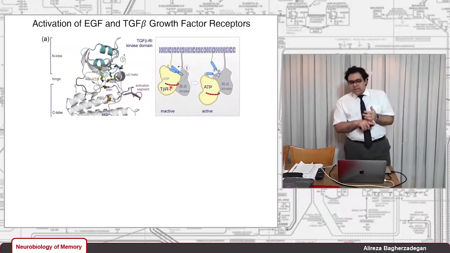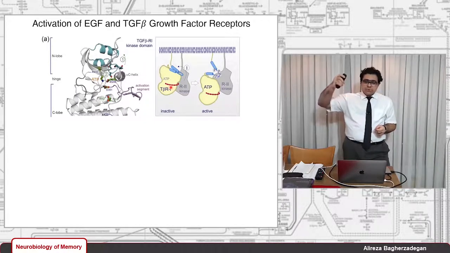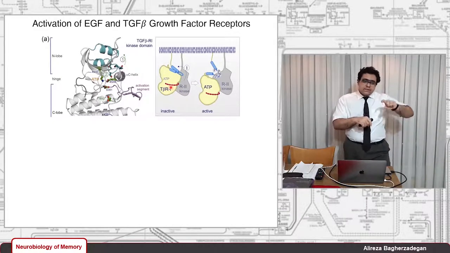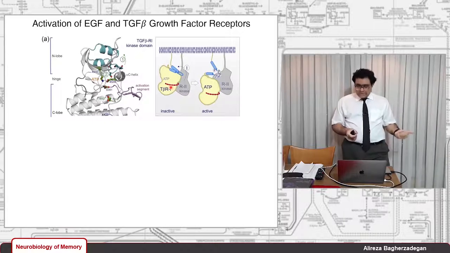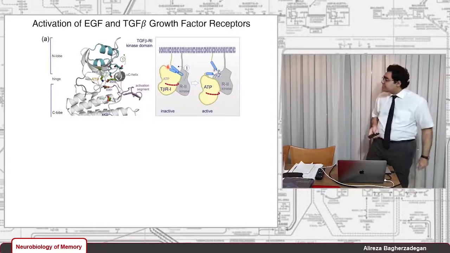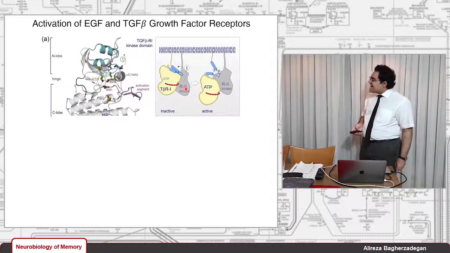Type 1 receptor signals into the cell, okay, but it's inactive. Type 2 receptor is active or gets activated when TGF, or transforming growth factor, binds to it, but it is only active to make the signaling kinase, the type 1 receptor, active. Okay, so type 1 receptor signals into the cell, but it's inactive. Type 2 receptor is active, but just to activate the type 1 receptor, okay? Now let's see why type 1 receptor is inactive, and how this type 2 receptor activates type 1 receptor.